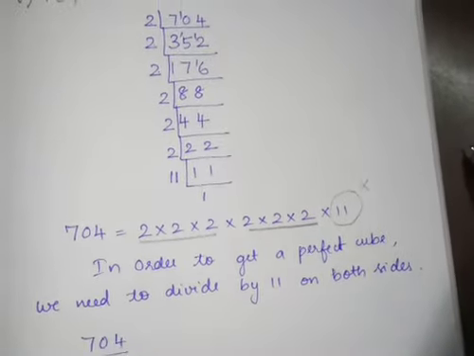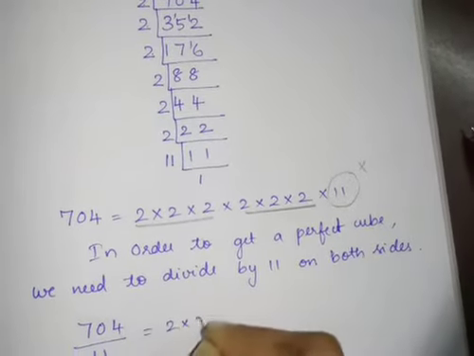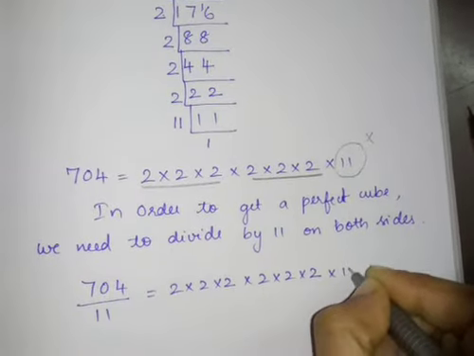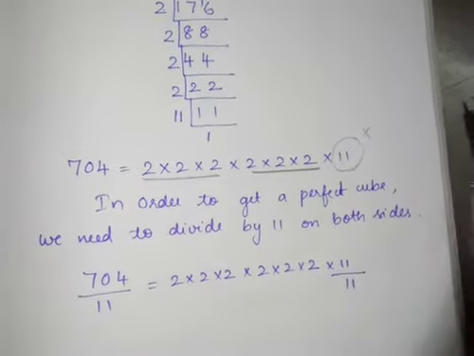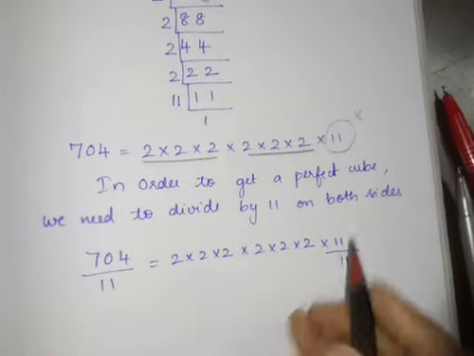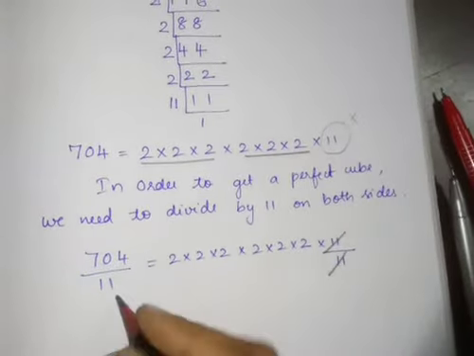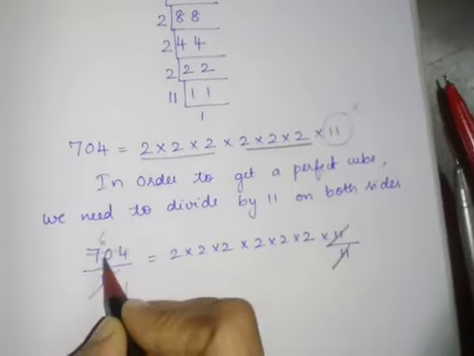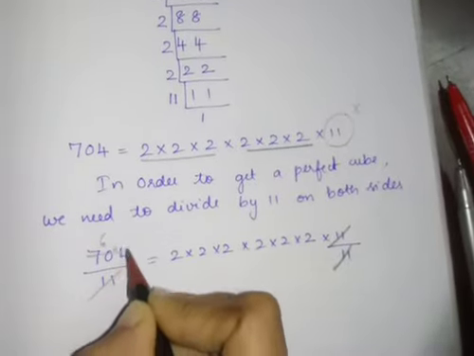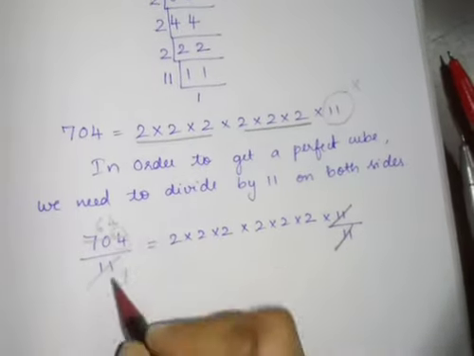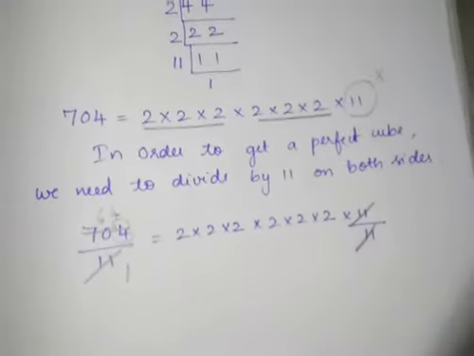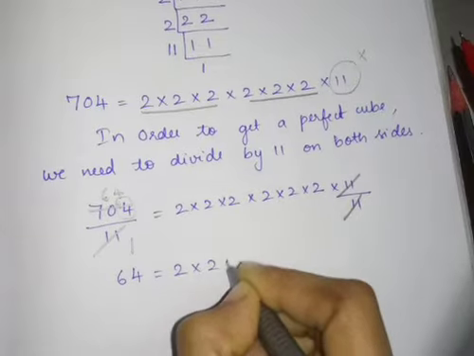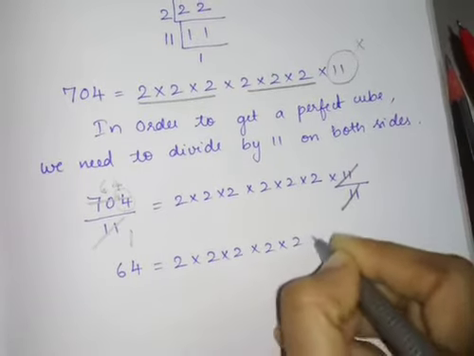Upper 704 divided by 11 is equal to 2 into 2 into 2 into 2 into 2 into 2 into 11 divided by 11. Correct? Because I am dividing 11 on both the sides. This 11 cancel. Now we can cancel this, 11 ones are 11. 11 6s are 66. Remainder 4. Upper 44. Upper 4 11s are 44. What is the answer we are getting, children? 64 is equal to 2 into 2 into 2 into 2 into 2 into 2.